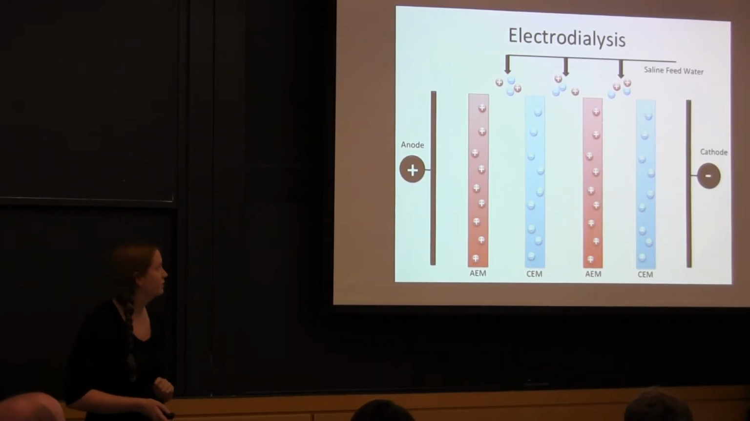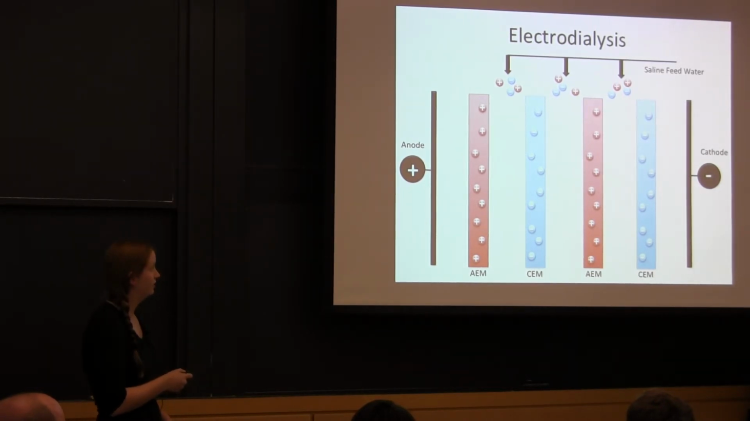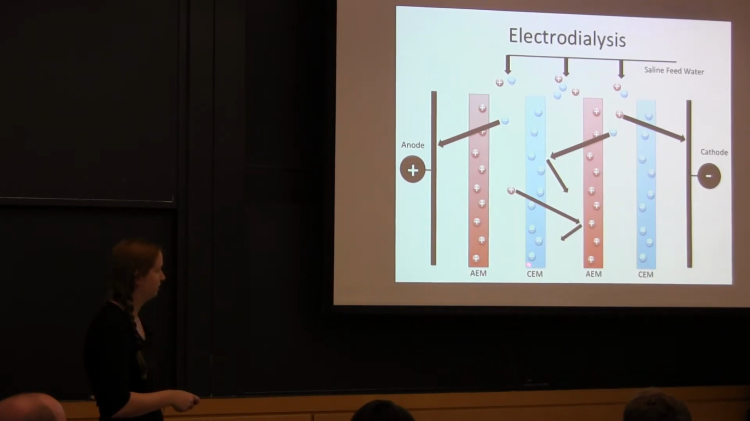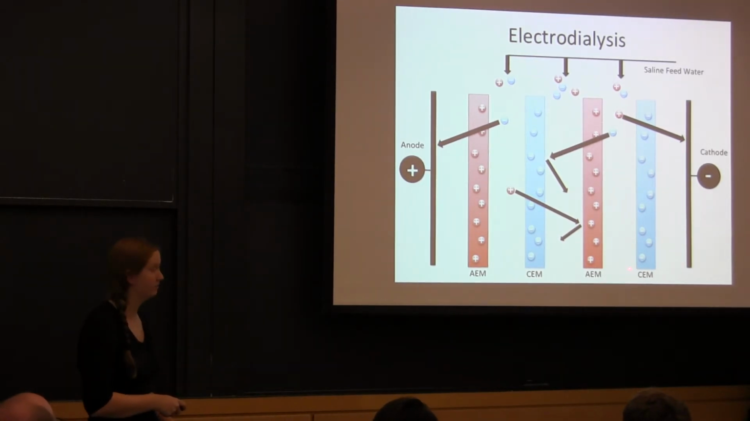The other technology we'll look at is electrodialysis. Electrodialysis is a system where you have a saline feed water up top. There's a variety of ions spread throughout it, positively and negatively charged. You apply a voltage across an anode and a cathode, which generally causes your anions, the negative charges, to go towards your anode and your cations to go towards your cathode. However, you also have this system of alternating membranes. CEM stands for cation exchange membrane. AEM stands for anion exchange membrane.